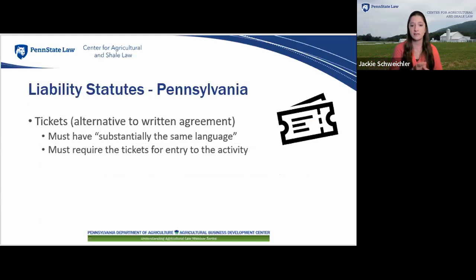First, the ticket must include that exact language, and guests will have to use that ticket to enter the activities. So operators are still going to need to figure out how to filter their guests to some sort of entrance in a way that they can check to make sure that everyone has that ticket with that agreement and warning language. So you can use a signed waiver, or a ticket that they purchase and then use for entry.